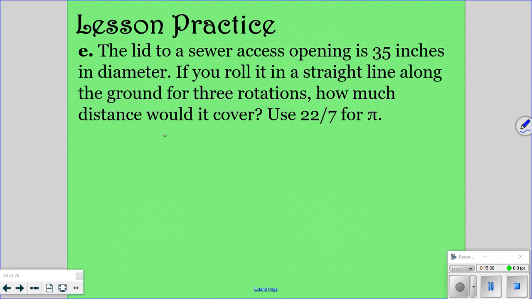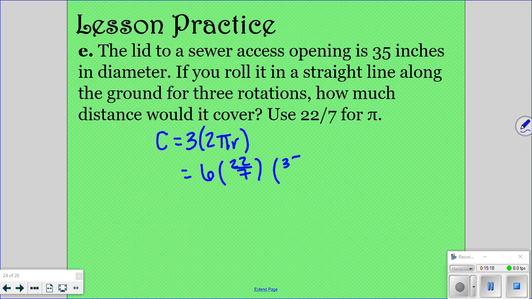So we have a lid that we roll in a straight line around 3 rotations. So basically we are looking for 3 times our circumference. So that's 6, and it says instead of using pi, use 22 over 7. And it says the diameter is 35. So half of 35 would be your radius. So if you multiply, you should get 330 inches. So that would be your answer for that one.